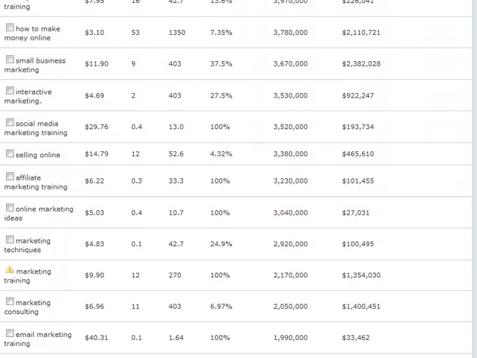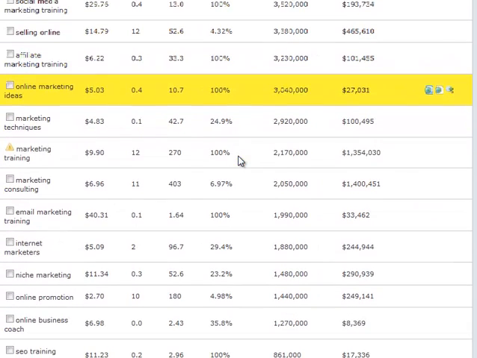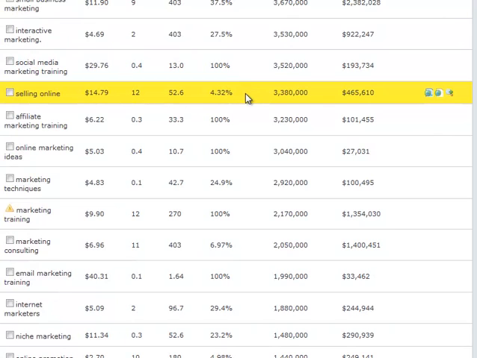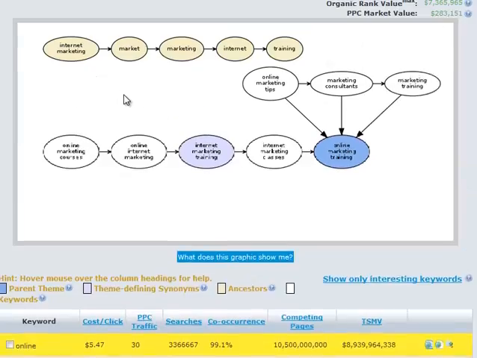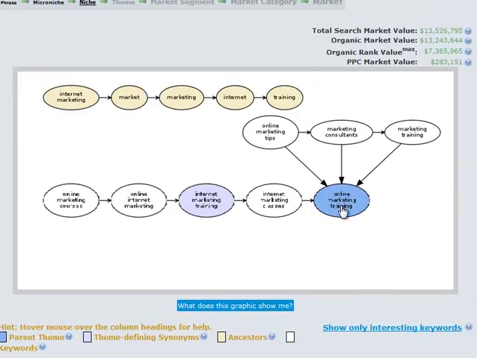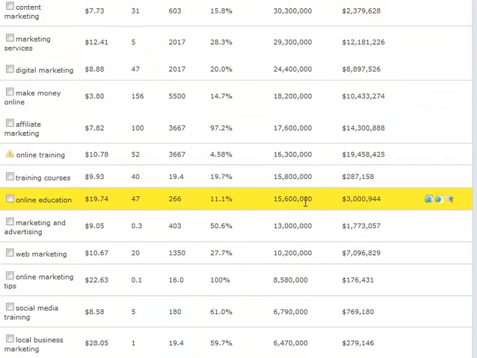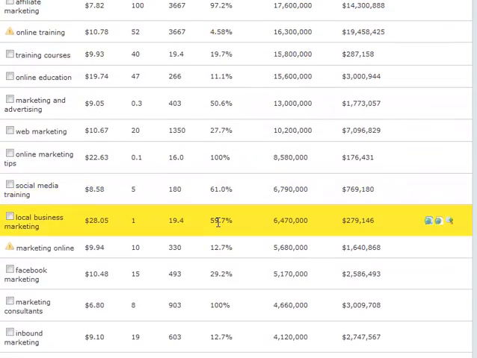And you'll see here where you've got smaller numbers of competing pages and you've only got like 4% intersection. And the reason this is going to be 4% intersection, like if you turn around and looked at it the other way and you drill into selling online, it's a distinct possibility that selling online is going to be 100% co-occurrent with online marketing training, but it's only 4% the other way around because it's got such a small number of competing pages.